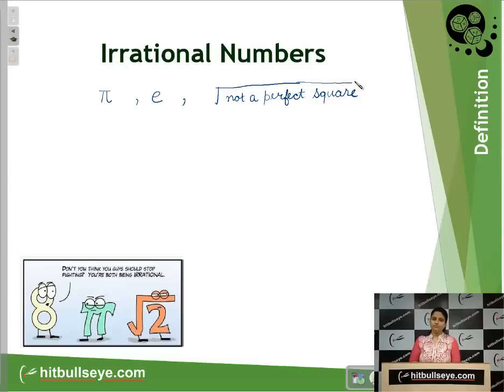Once again, what do you mean by irrational numbers? Those numbers which cannot be put in P by Q form, which cannot be expressed as a ratio of two integers. They are known to be irrational numbers. So you should remember these irrational numbers. The very first is pi. Usually we take 22 by 7 as the value of pi. But this is not the exact value of pi. That is the closest rational number to pi. So 22 by 7, this is rational. But pi, that is irrational.